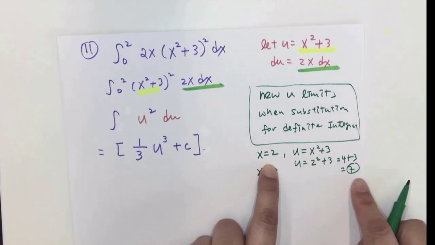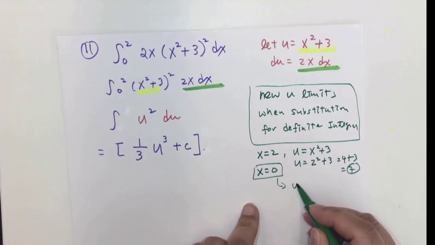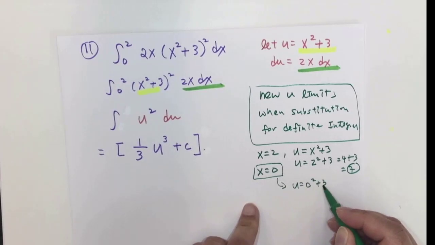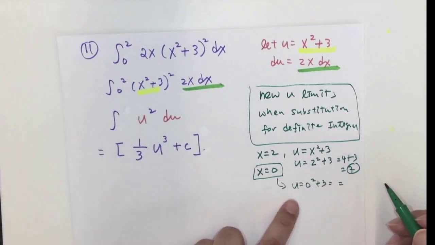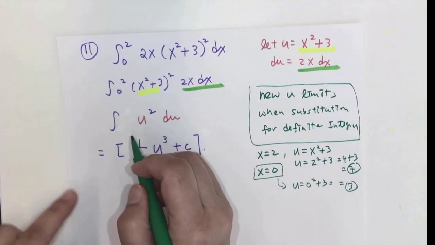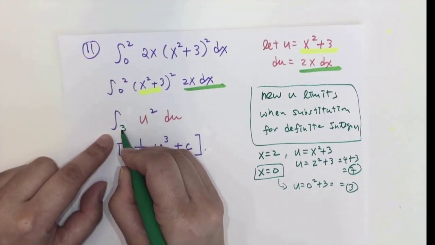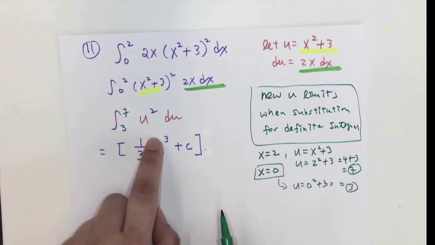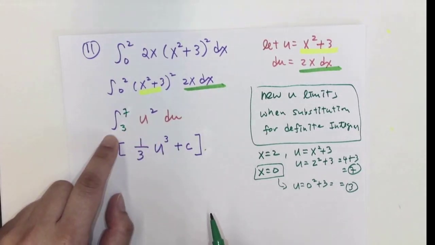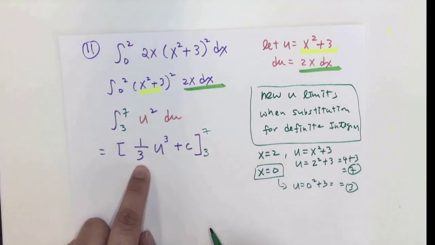So the new u upper limit is 7. And then if x equals 0, plug it in again: u equals 0 squared plus 3 gives me the new u lower limit, which is 0 plus 3, which is 3. When I put in the u, I need to also change the limits from 3 to 7. Once you substitute with u, you also need the new u limits. So after we take the integral, we have 7 here and 3 here, right?